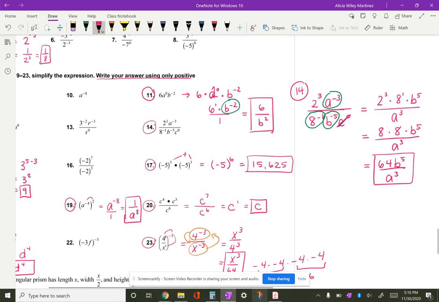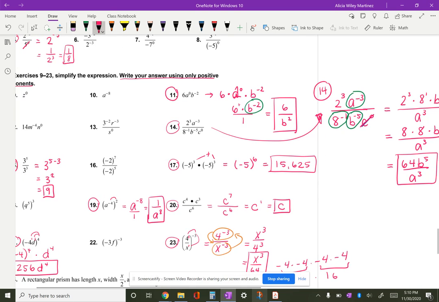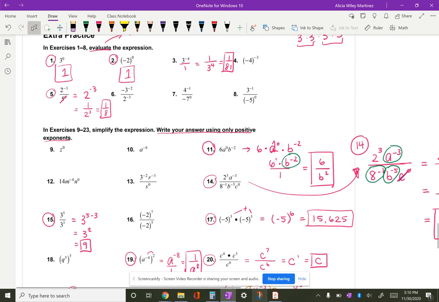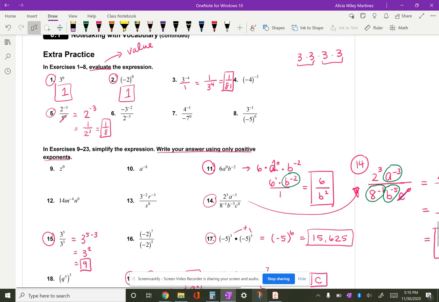Okay, so I tried to incorporate a whole bunch of different examples for you. I just want to touch on one more example, and I guess we'll do number 7. For number 7, what you'll notice about the denominator is that it says negative 7 to the 0 power.